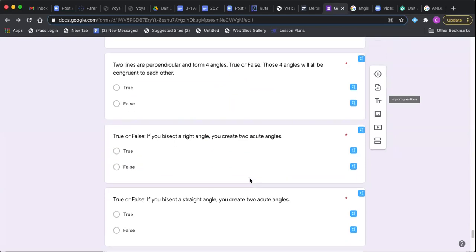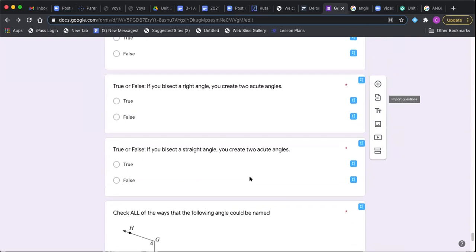Let's try this next one. If you bisect a right angle, so let's talk about that. You have a right angle. Remember what bisect means. It means to cut it equally in half. So wouldn't you get 2 little 45s? Is that 2 acute angles? Yeah, it is. So that's true.